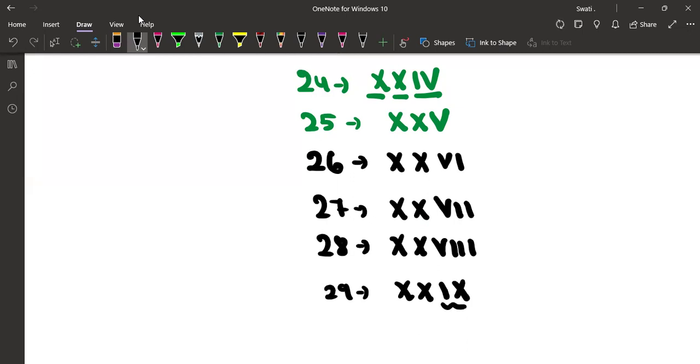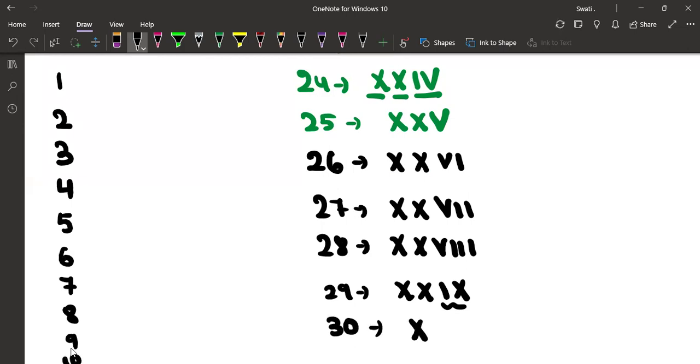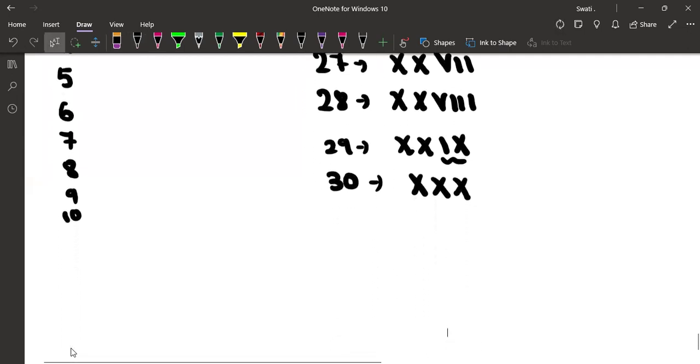See, everything is based on 1 to 10. So if you are very clear with the symbols of Roman numbers from 1 to 10, then writing Roman numbers is very, very simple. Okay, let's go to 30. Very easy. X, X, X, right? Makes sense. 10, 20, 30.